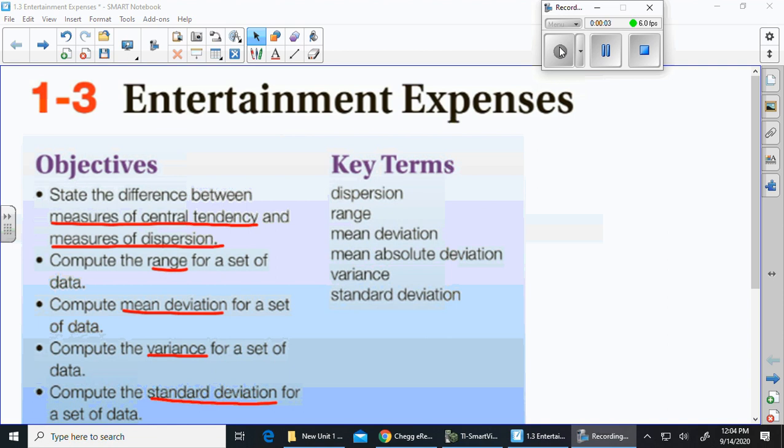Okay, I'm going to do a quick review of what we talked about yesterday. So, things we should be able to do with this last section before we have a little quiz. Know the difference between measures of central tendency and measures of dispersion. Then we should be able to do range, mean deviation, variance, and standard deviation.